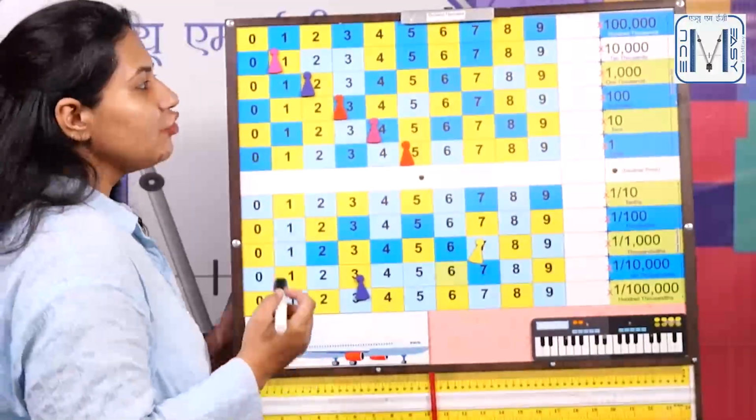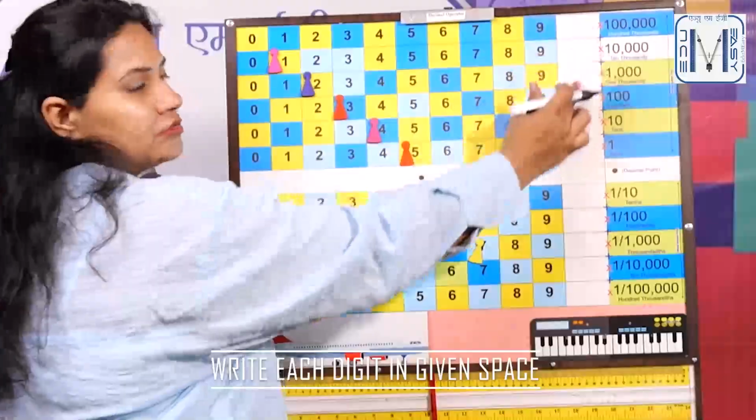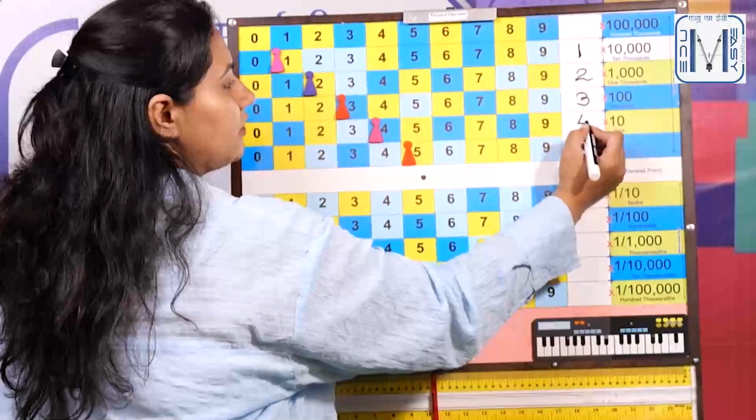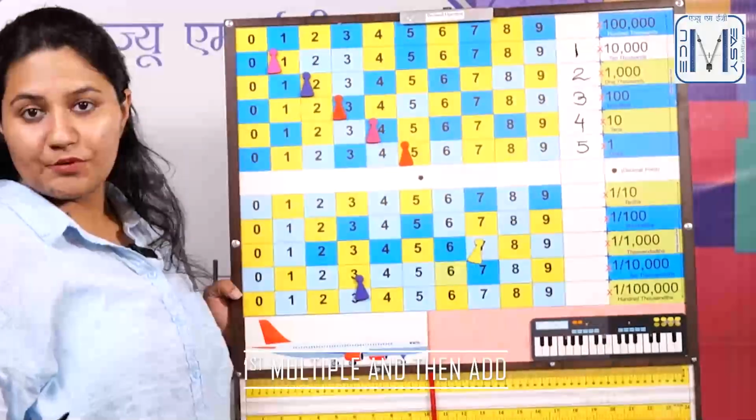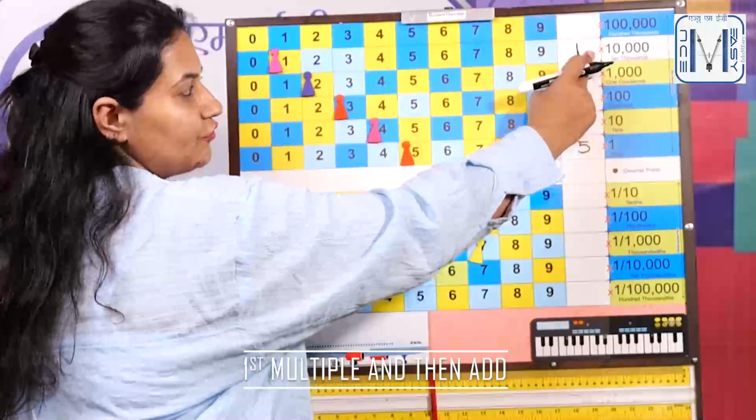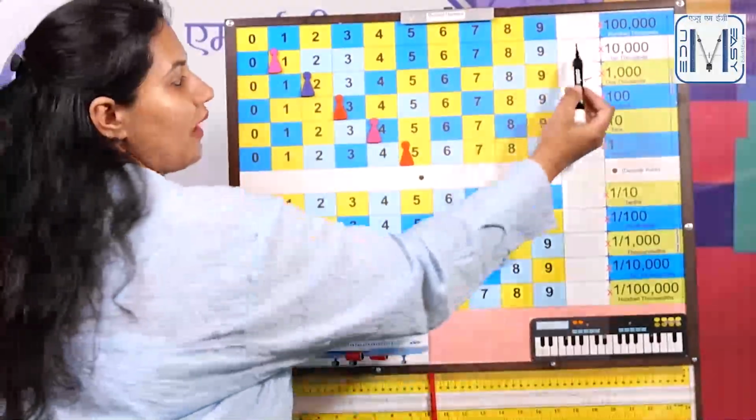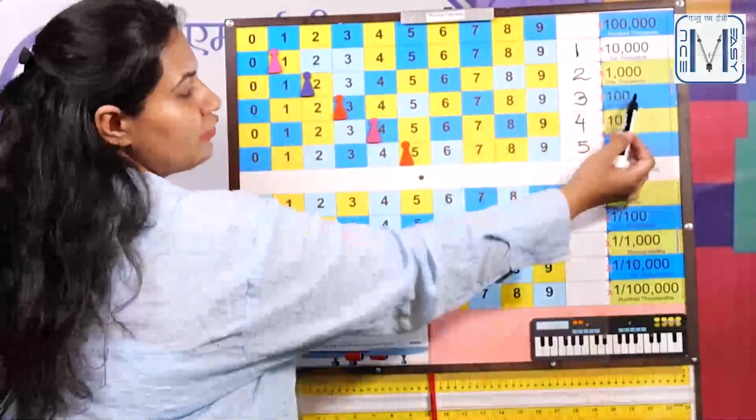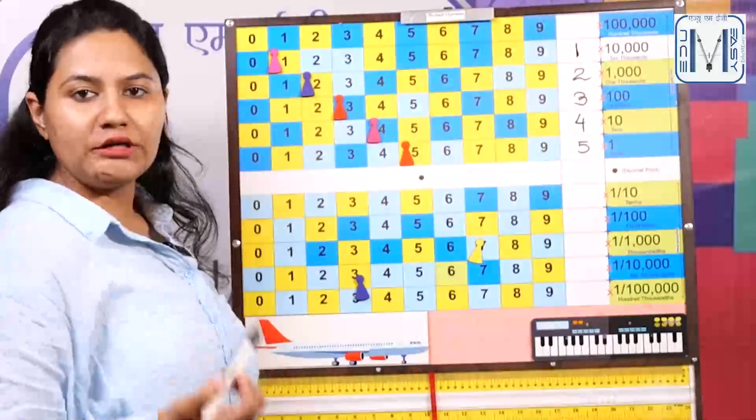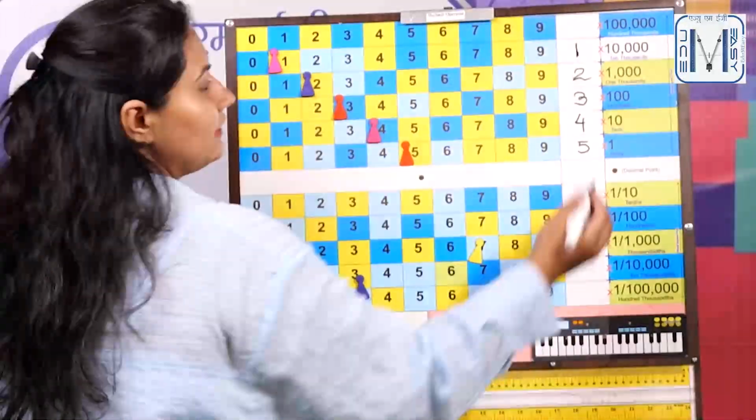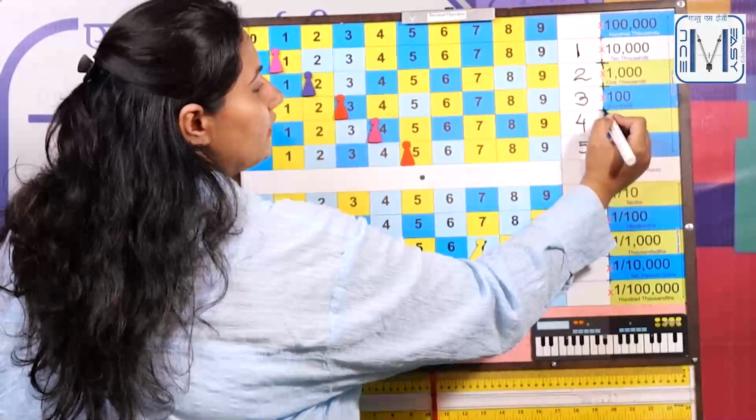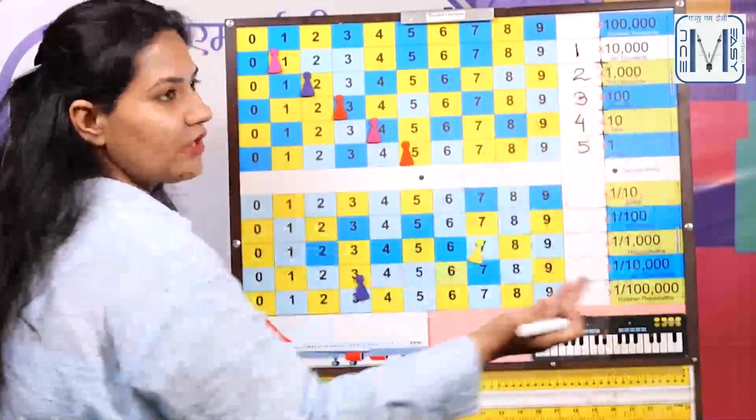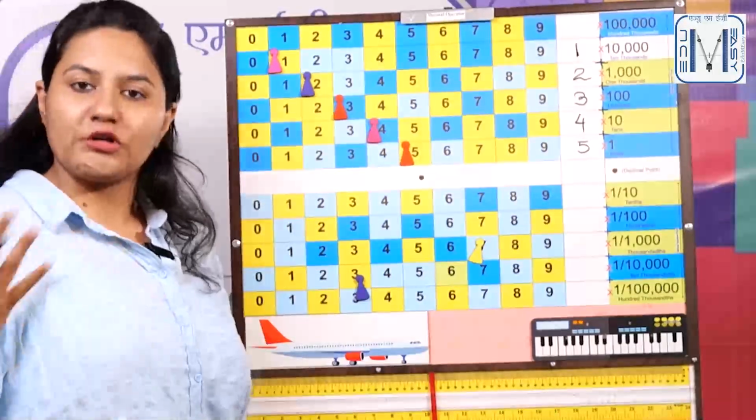Now simply what they have to do is write each digit on the blank space given here. So 1, 2, 3, 4, 5. The next step is very simple. They just have to multiply the face value of the number with its place value. So 1 into 10,000 will be 10,000. 2 into 1000 will be 2000. 3 into 100 will be 300. 4 into 10 will be 40. And 5 into 1 will be 5. And then they just have to add them all together. So 10,000 plus 2,000 plus 300 plus 40 plus 5 will become 12,345.